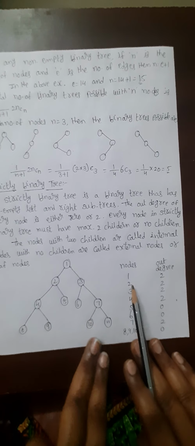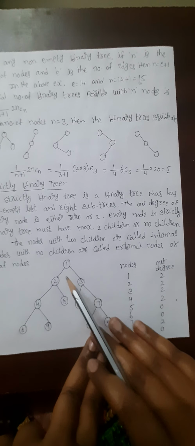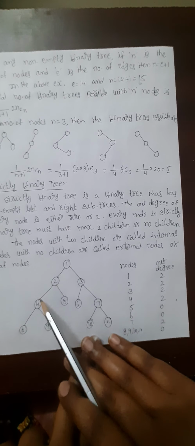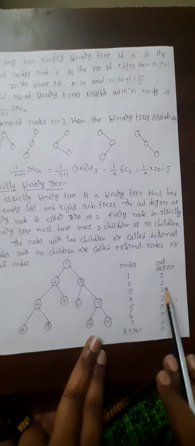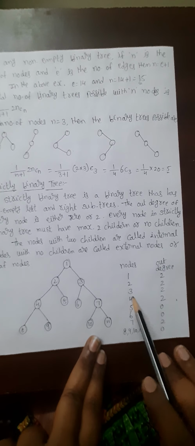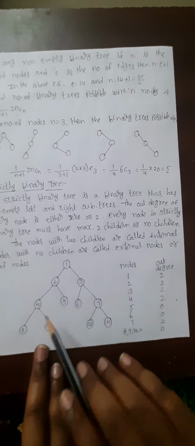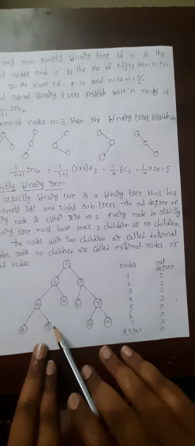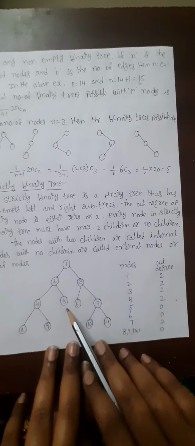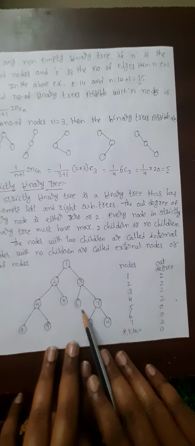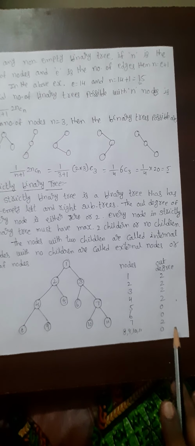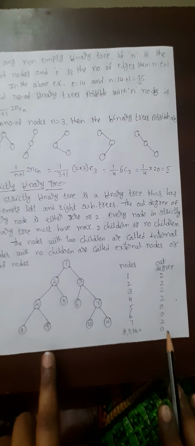Here I have represented it. If we take 1, the out degree is 2, that means there is a link from 1 to 2 and 1 to 3. And if we take 2, there is a link from 2 to 4 and 2 to 5, so the out degree is 2. And if we take 3, it contains 2 elements under it, so the out degree is 2. And 4 contains 2 elements, there are 2 links, so it has out degree 2. And 5 does not contain elements, so the out degree is 0. And for 6 also 0, and for 7 it is 2, and for 8, 9, 10 and 11 the out degree is 0, and those are called the external nodes.